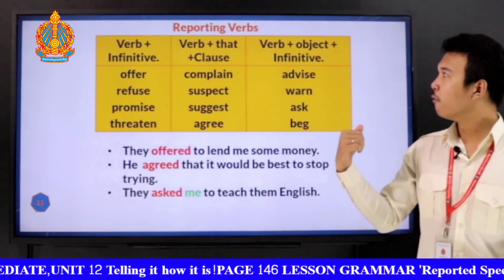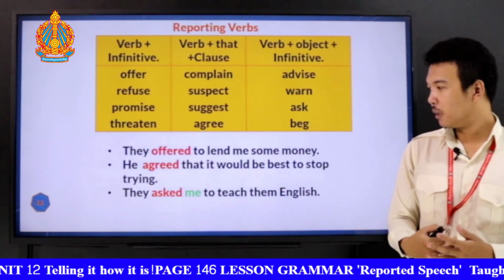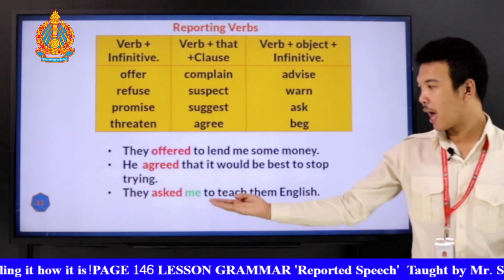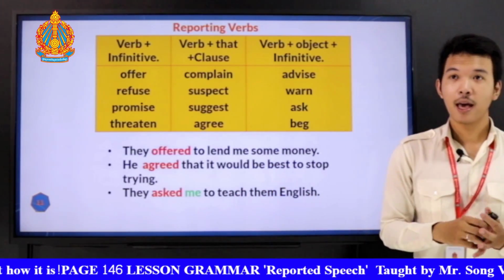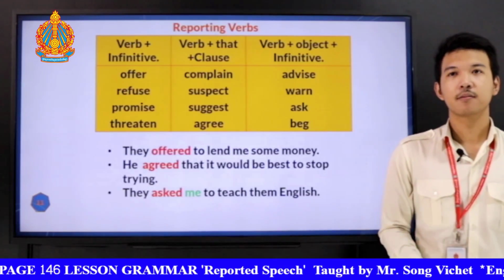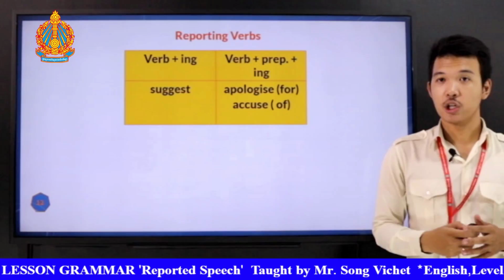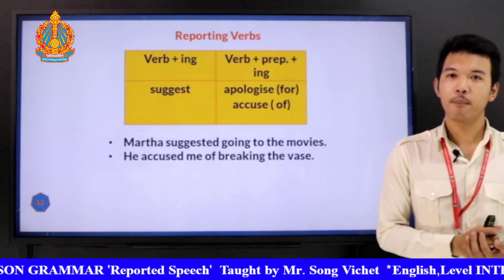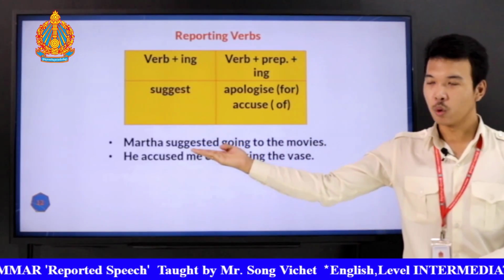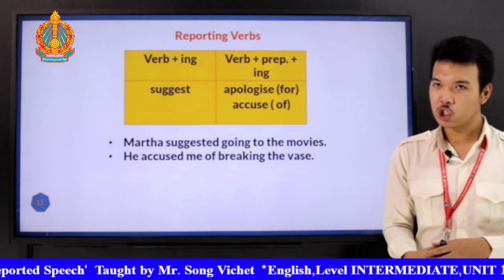And the next one, verb plus object plus infinitive. Example, "They asked me to teach them English." So here we have the reporting verb, which is ask, and the object is me. And after the object, we have the infinitive, to teach them English. Another form, we have verb plus ing. As you can see, we have suggest. Example, "Martha suggested going to the movie." So we have the reporting verb, and going is the form after suggest. We need to use it in ing.